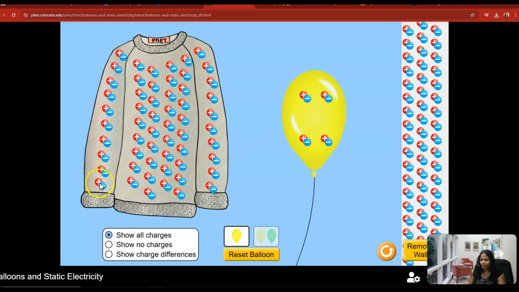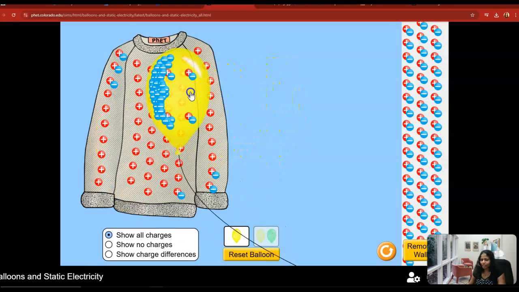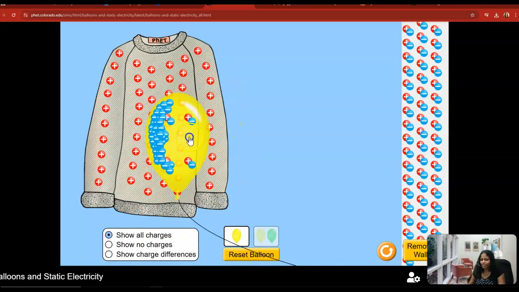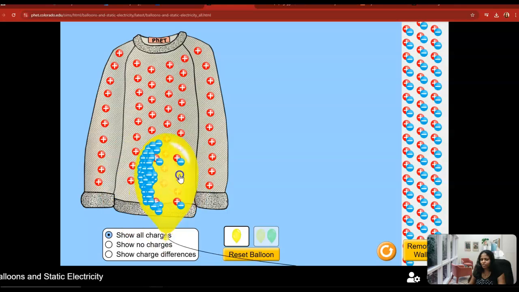So you see that you have exactly the same number of positive charges and exactly the same number of negative charges. But when you bring it closer and rub it with each other, then what happens? Let's see. So I have this balloon right here. I'm just bringing it close to this thing right here, and I'm going to rub it against it. So now you see that all the negative charges are collected into this balloon.